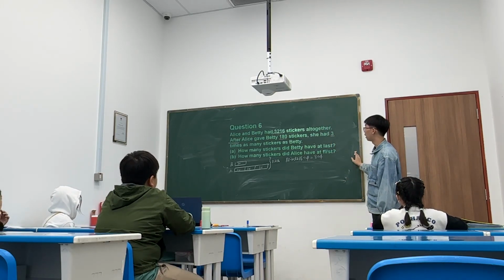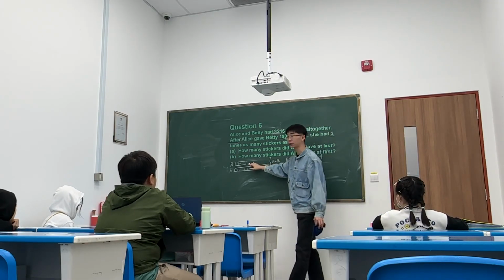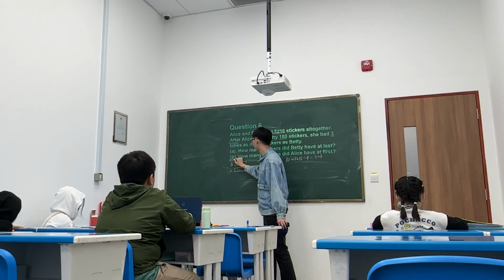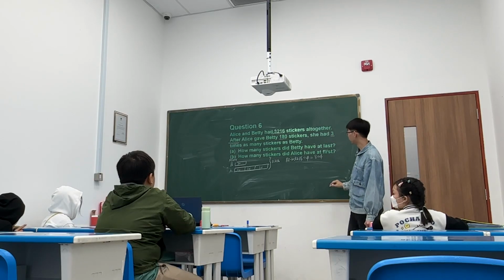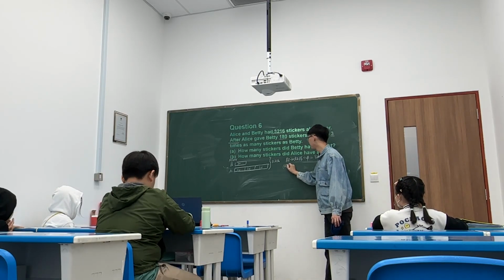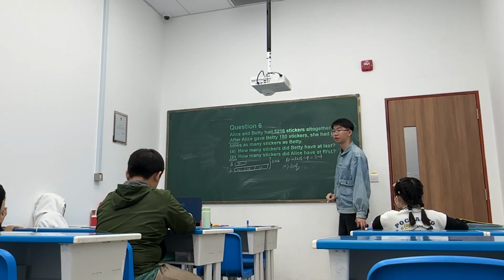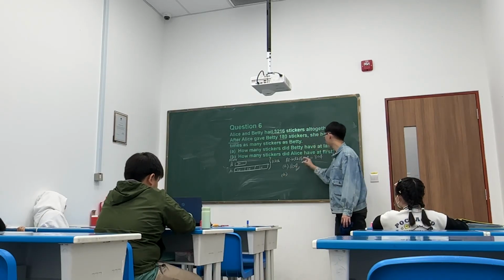Then, we want to find out how many stickers Betty had at last. This is a scenario at what time? After, right? So this is at last. Now, how many stickers does Betty have? 1 unit. So, question A, Betty will just have 804 stickers. How about question B? How many stickers did Alice have at first?